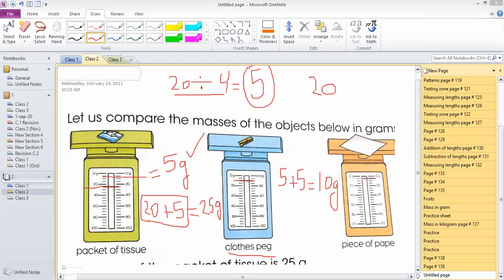Now you have to check the weight of this piece of paper, and you have to tell the answer by yourself. In the chat box, I'm waiting for your answer. Check the reading in the book and tell me how much weight is that for this piece of paper. Also use gram, because this is in gram. Muhammad Farooq, very good. Ammar, very good. Iyad Shami, very good. All students need to answer.